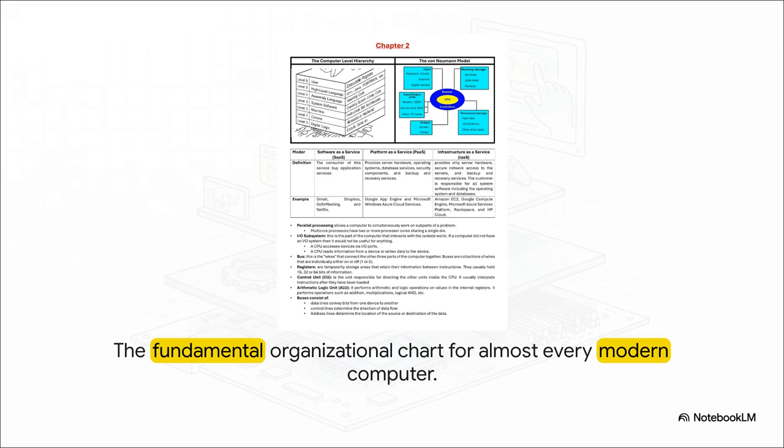You've got your input devices, keyboard, mouse. You've got output devices, like your screen. You've got memory for storage, and then connecting and controlling the whole shebang right in the center is the CPU. This is the fundamental layout.